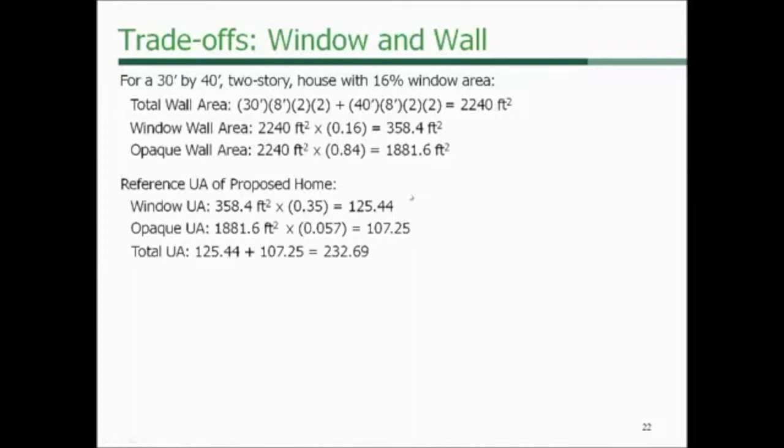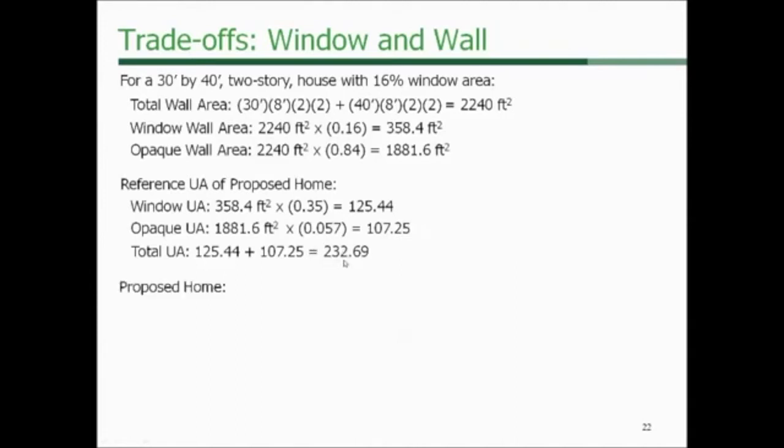Now you'll notice that these numbers are pretty close to each other, 125 and 107. So even though there's a lot more opaque wall, because of the difference in the thermal efficiency between the opaque and the window, almost the same amount of energy is released between the 16% area of window and the 84% area of wall. So that comes to a total UA for my reference home, adding those two together, of 232.